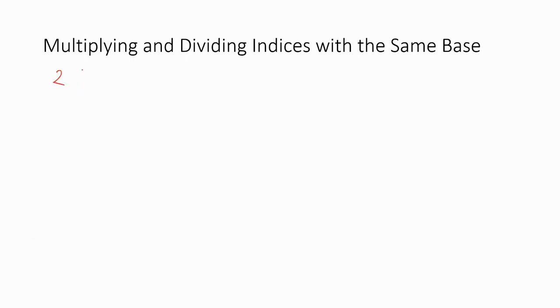Let's say we have 2 to the power of 3 multiplied by 2 to the power of 5. What does this look like in expanded form? Well, 2 to the power of 3 is 2 times 2 times 2. And then we're going to multiply that by 2 to the power of 5, which is 2 times 2 times 2 times 2 times 2. So all of this together will become 2 to the power of 8. And you'll probably notice that 8 is the sum of 5 and 3.